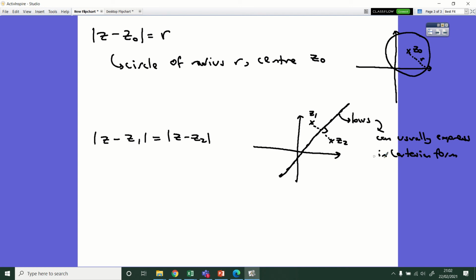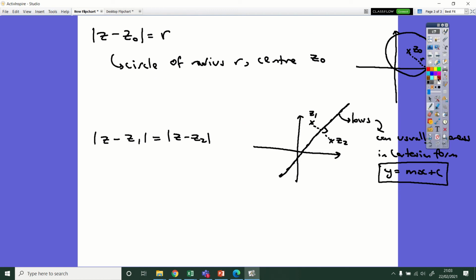Okay, so it'll be some kind of straight line, so it'll be y equals mx plus c. Remember, Cartesian form is the form that involves x and y. Now, we might as well do the same thing here for the circle. So if the circle has radius r, center z0, let's define z0 as a plus bi.